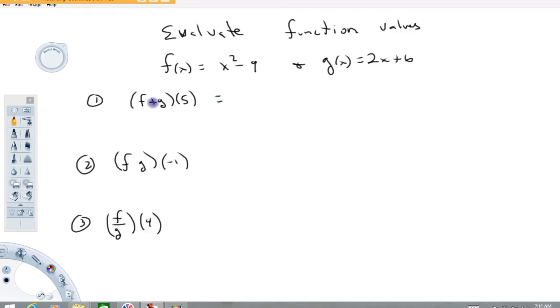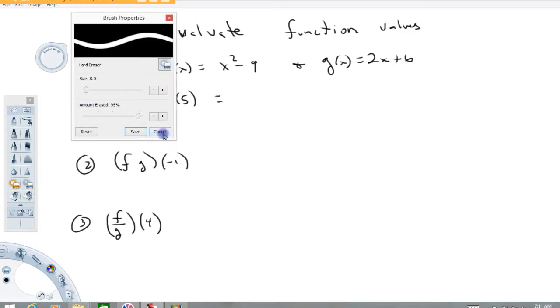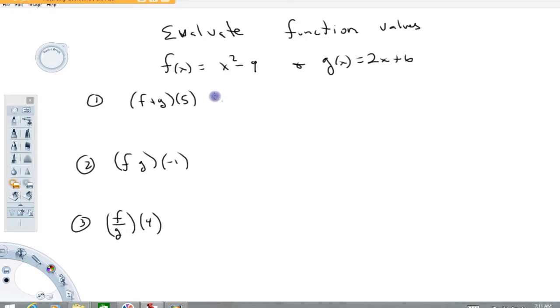First of all, let's write out the sum of these two functions. f plus g is equal to x squared minus 9 plus 2x plus 6. Let me go ahead and simplify that. That's going to be x squared plus 2x, and then negative 9 and 6 is negative 3. So here's our function.